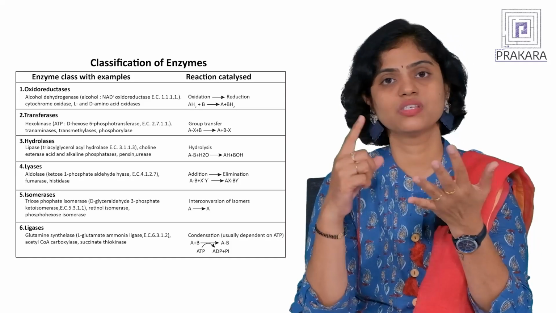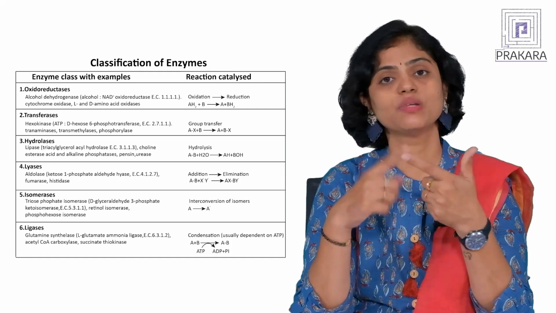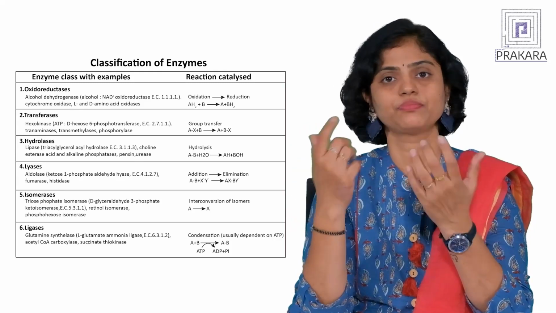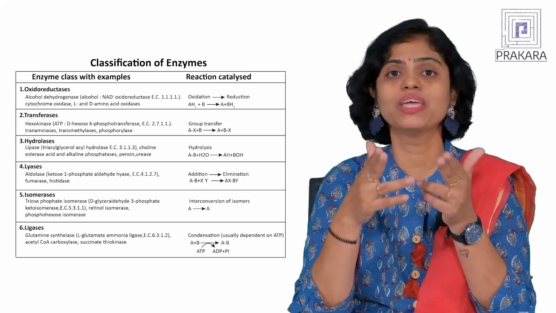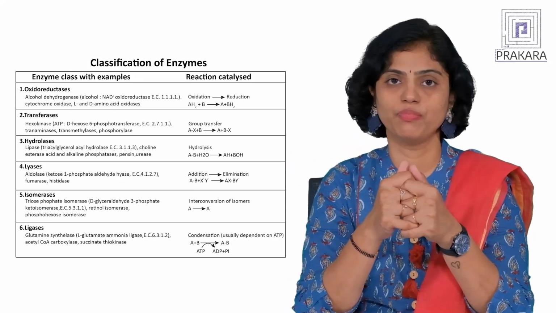So, oxidoreductases, transferases, hydrolases, then you have isomerases which are important to convert one isomeric form to the other isomeric form. Then you have lyases which are also involved in breaking down of bonds. Then you have ligases which are there for joining up of bonds. So, you can classify these enzymes basically based upon the kind of the reaction that they are catalyzing.